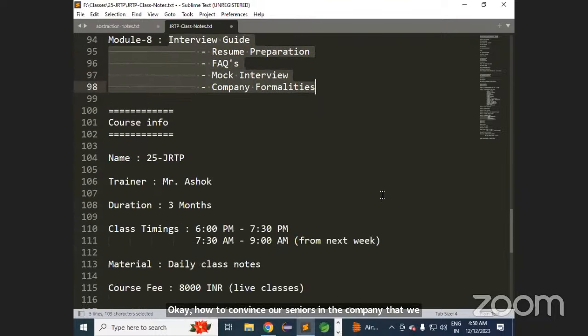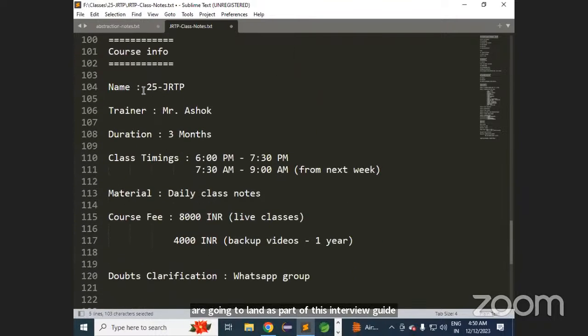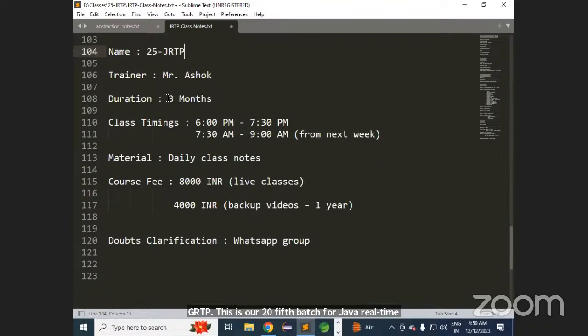Good. After that, as we discussed, the course code is 25 JRTP. This is our 25th batch for Java real-time project. The duration of this course is 3 months, with daily 2 classes. If you want to attend only 1 class daily, the course will take 5 to 6 months. Later, people will say Ashok is taking a lot of time to complete the syllabus. So that's why I'm splitting this course into 2 classes.